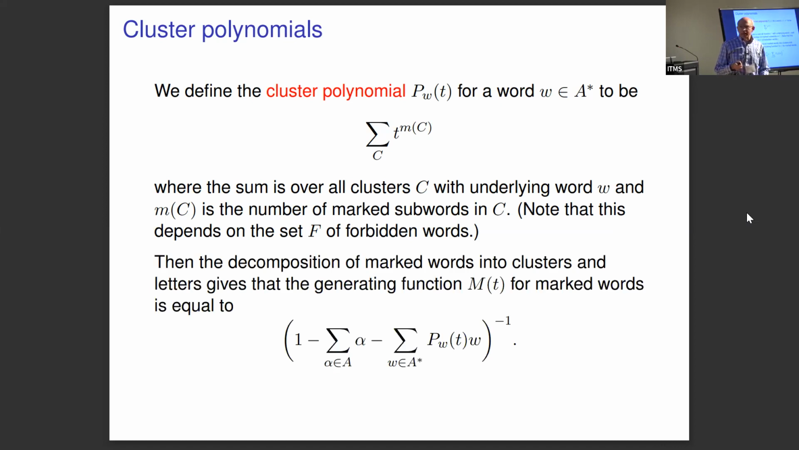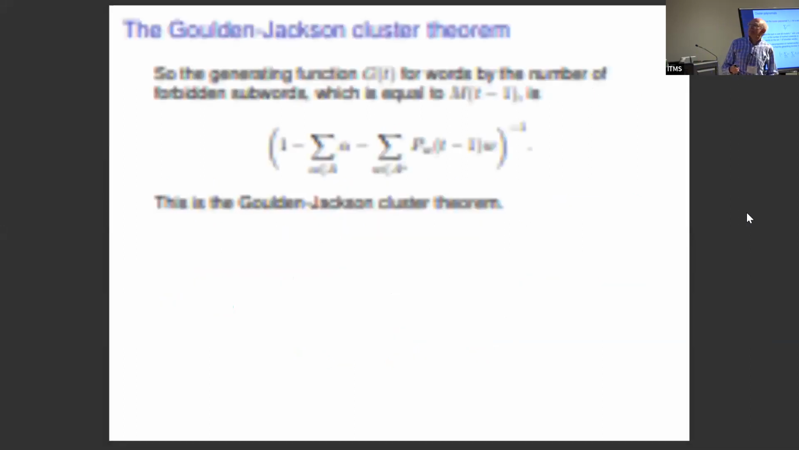And the decomposition of marked words into clusters and letters tells us that the generating function, m of t, for marked words is given by this formula. So every marked word is a sequence consisting of letters, which are here, and clusters, and the clusters are counted here. So all I have to do to get my theorem is I just set t equals -1 in this cluster polynomial, and hopefully I'll get 0, 1, or -1. That's all I have to do.